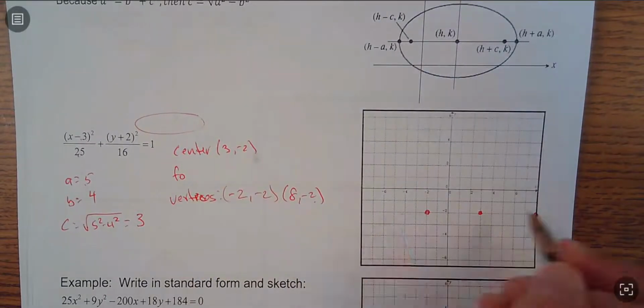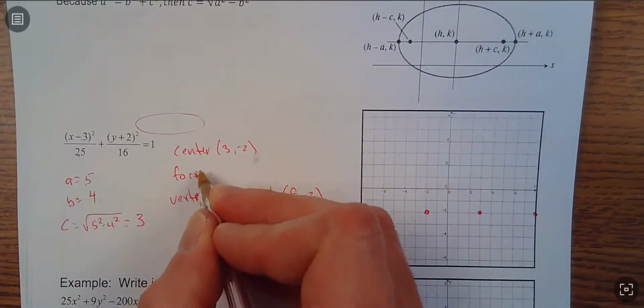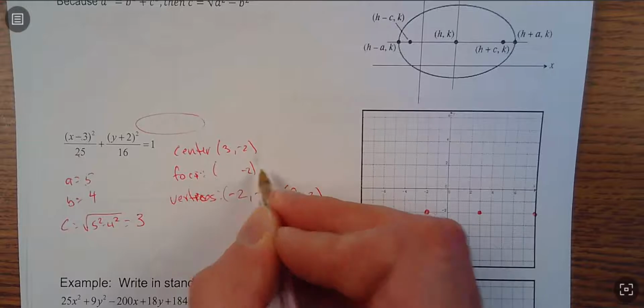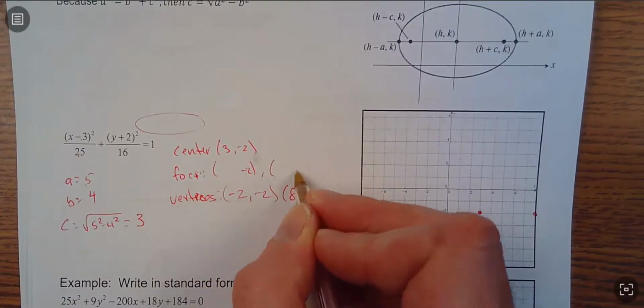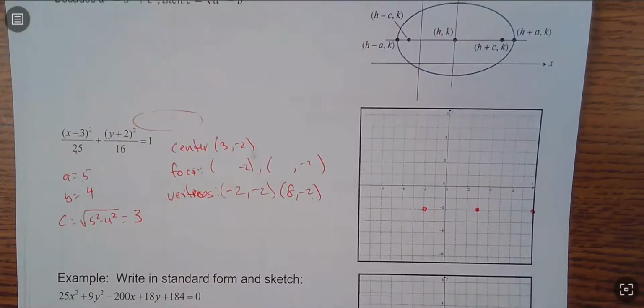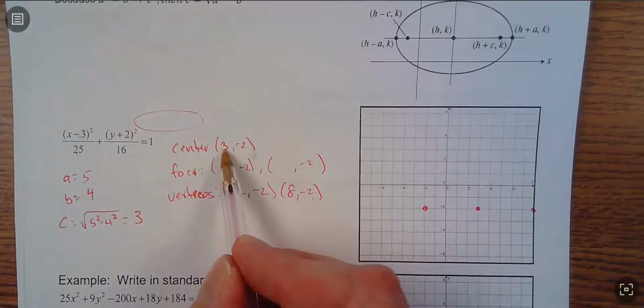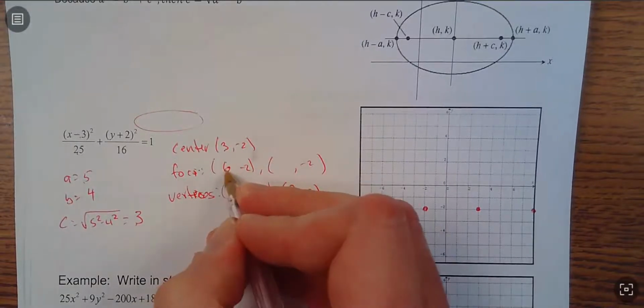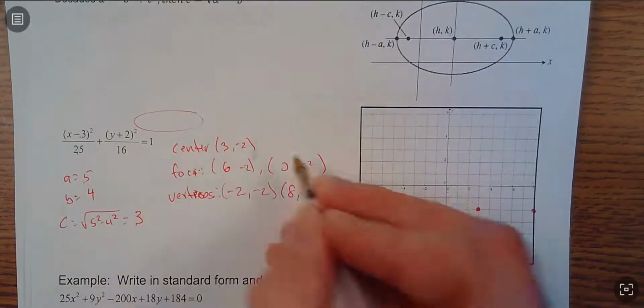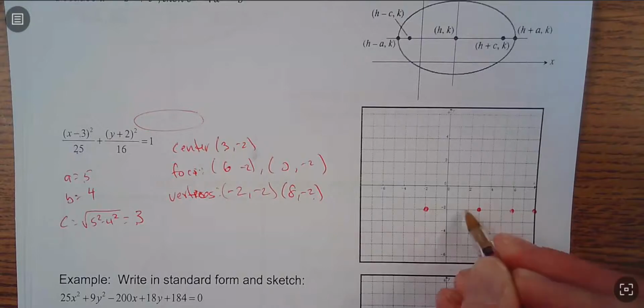Now the foci are going to be on that same line, but they're going to end in -2. They'll have the same y coordinate. Now I'm going to take 3, and I'm going to go right 3 units, that'd be 6, and I'm going to go left 3 units, which would be 0. From the center, go right 3 units, left 3 units, there's my foci.